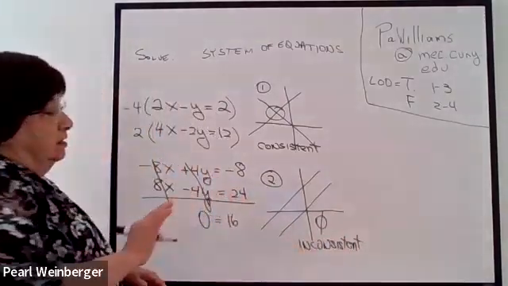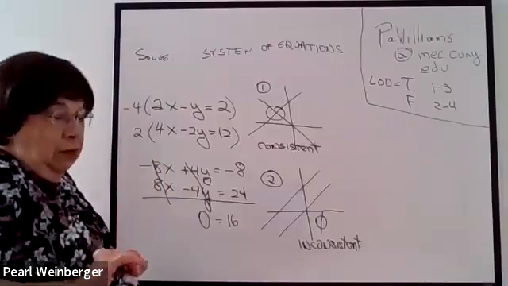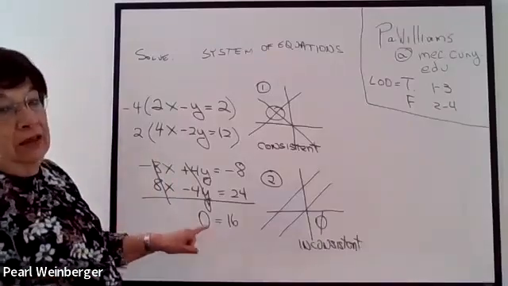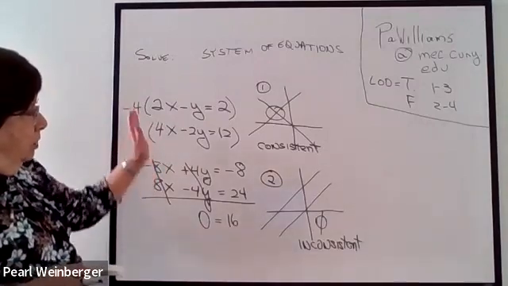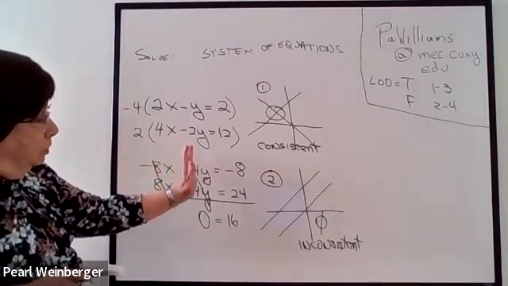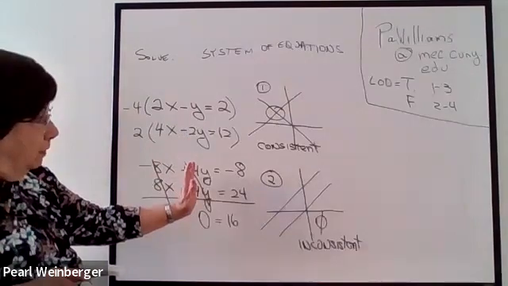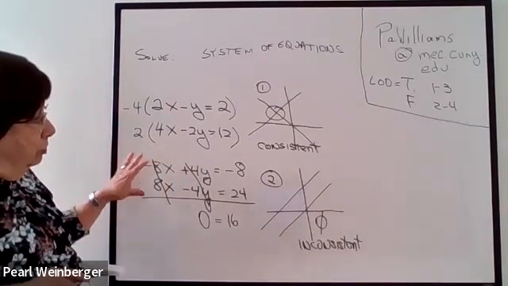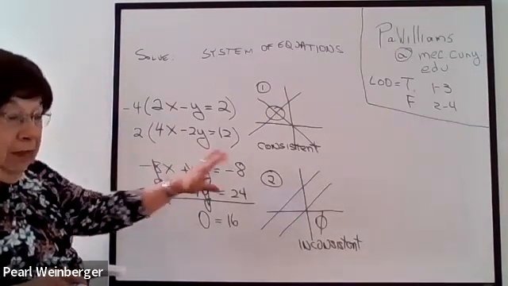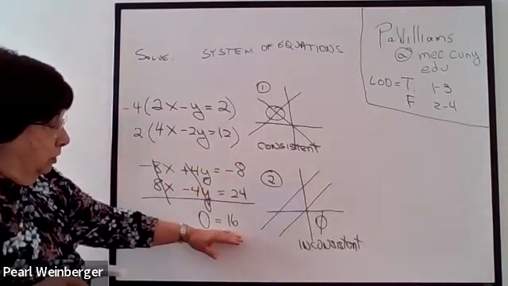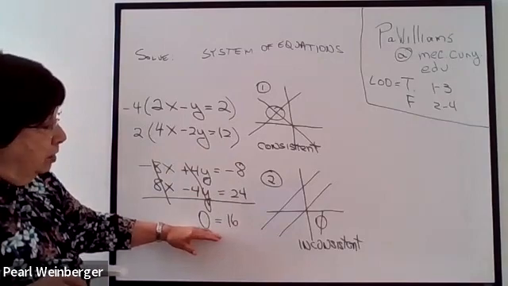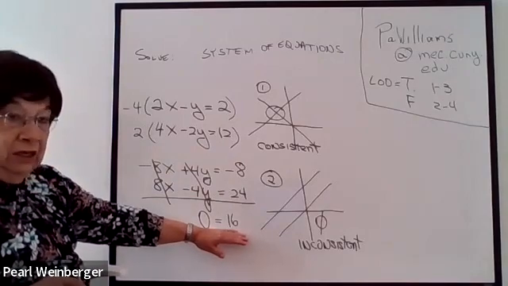This is an inconsistent system of equations. That's exactly what happens when you have a situation like this. When you get rid of one of your variables, your second variable drops out as well, and you're left without any letters, just numbers. Look at what you're left with. I get 0 equals 16.